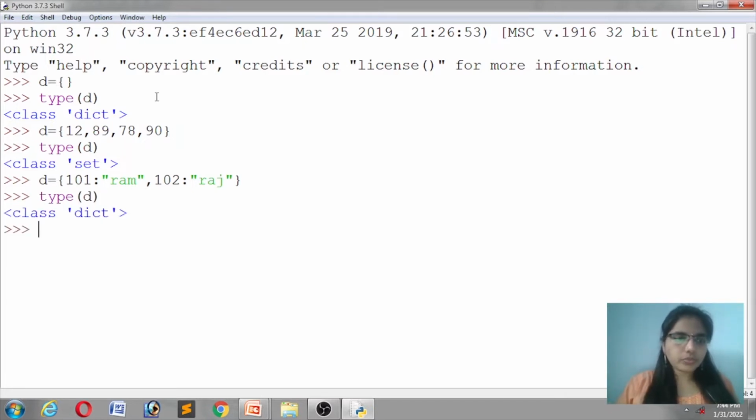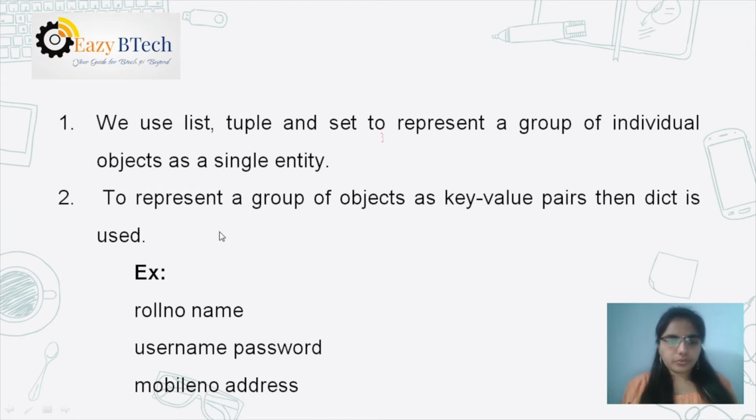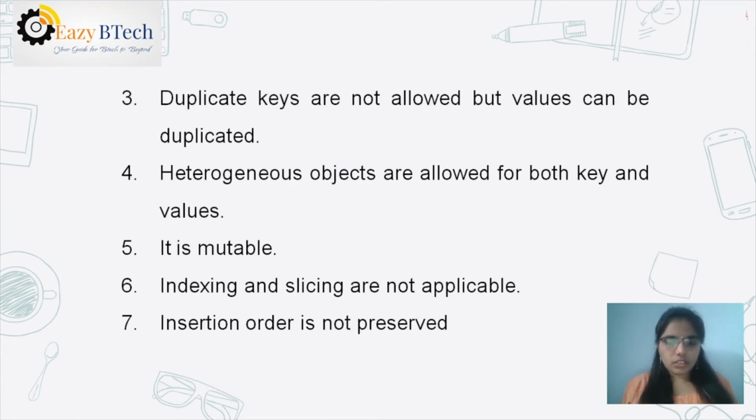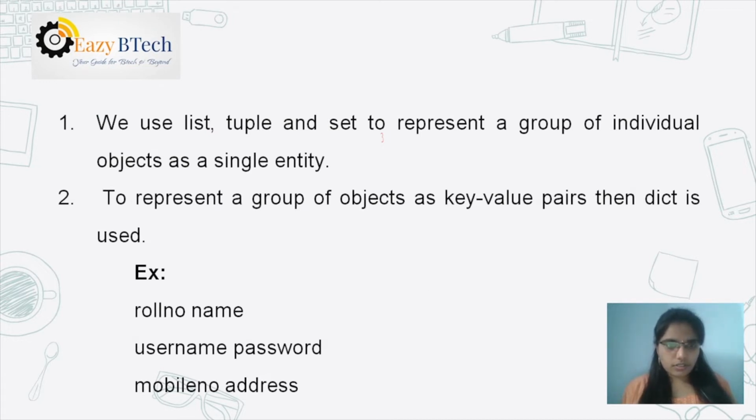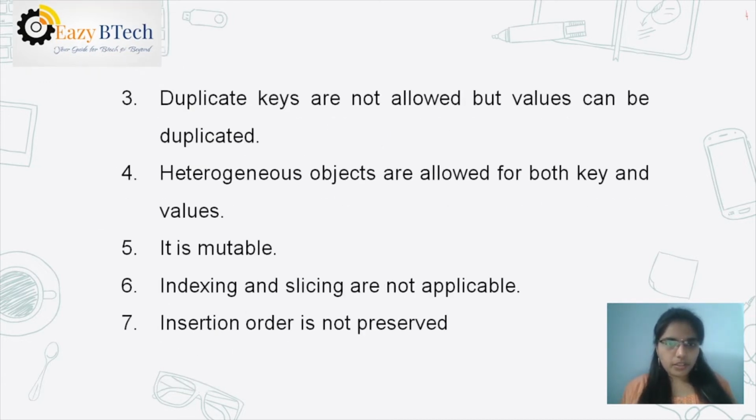The answer is dict. Whenever we enter empty curly braces, it will be treated as dict. If we enter some objects in the curly braces and those objects are individual, it will be treated as set. If those objects are key value pairs, then that will be treated as dict. It is mutable, meaning changeable.